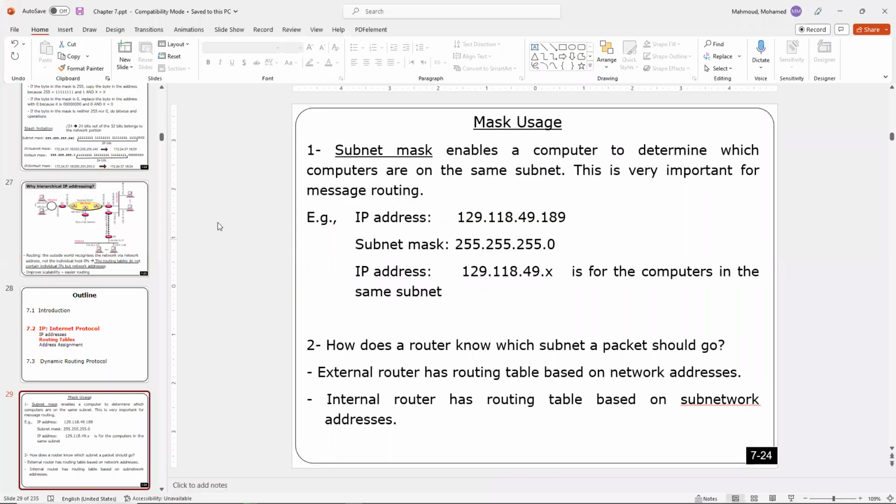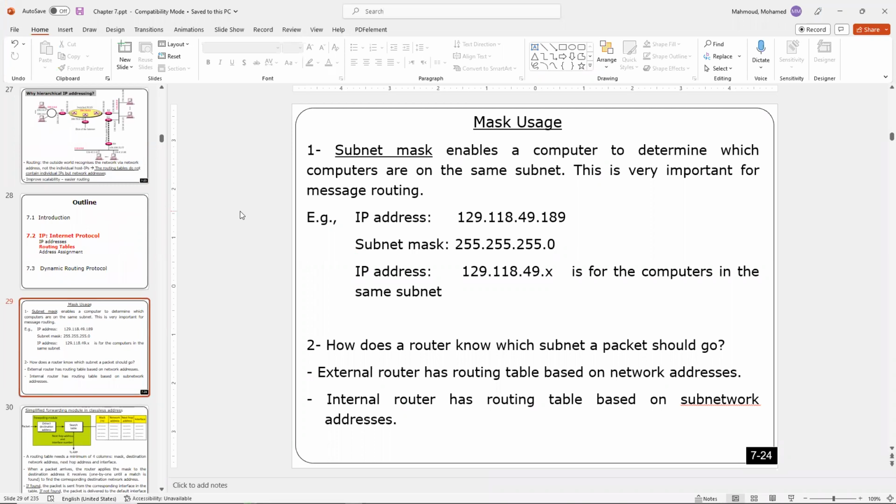So last time I explained the idea of using masks. I told you if you have an IP address, you can use the mask to extract the network address or the sub-network address. That's what I explained last time, and I told you we can express this mask in two different ways.